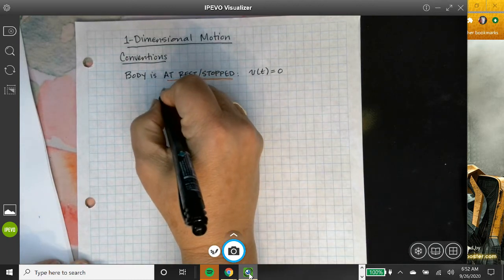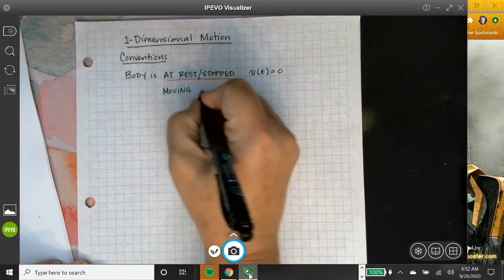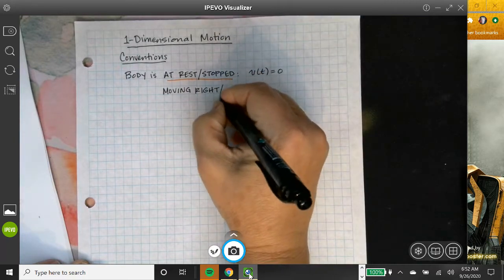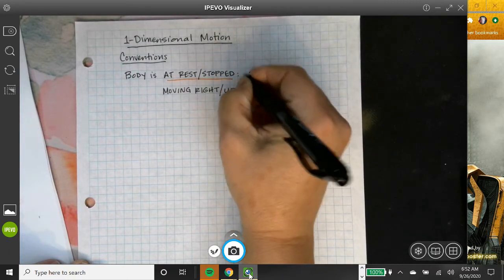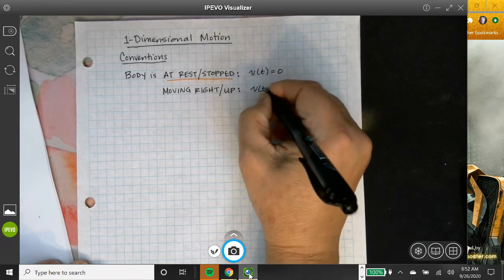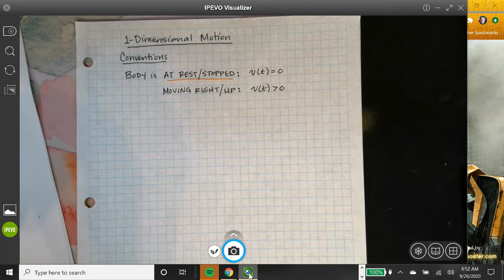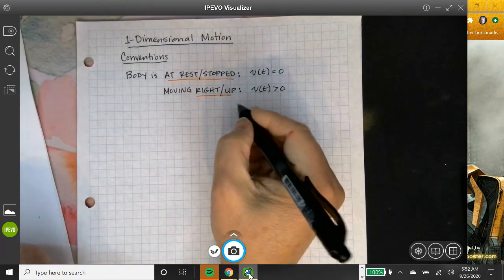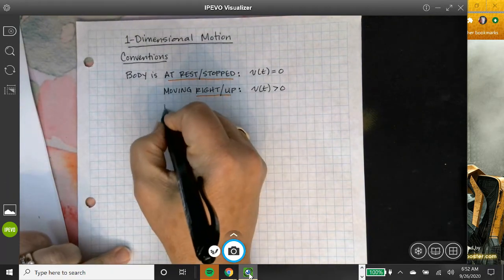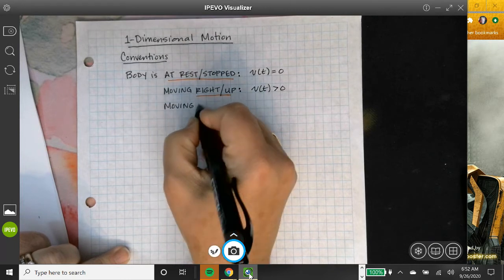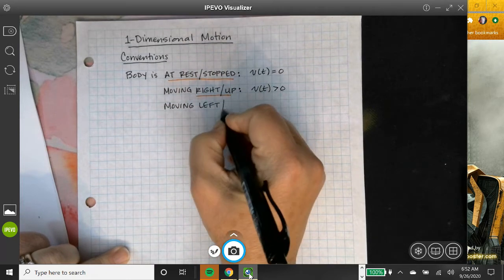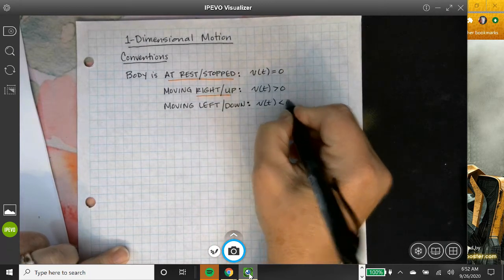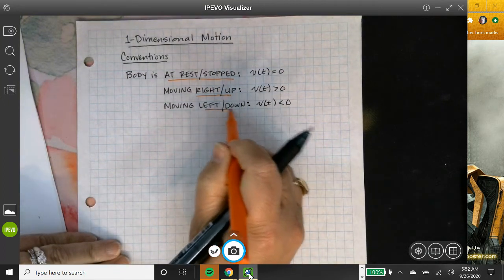So a body will be moving right along that line I was talking about, or up, if the velocity is greater than 0. That would be our justification if you want to know if something's moving up or right. Similarly, if our body is moving left or down, the velocity is going to be less than 0 or negative.